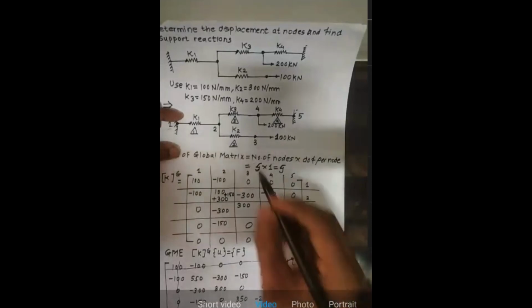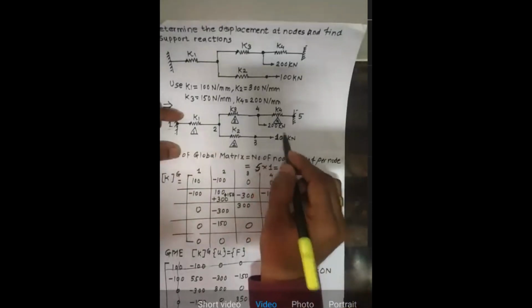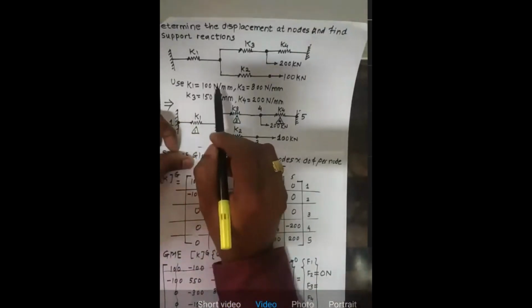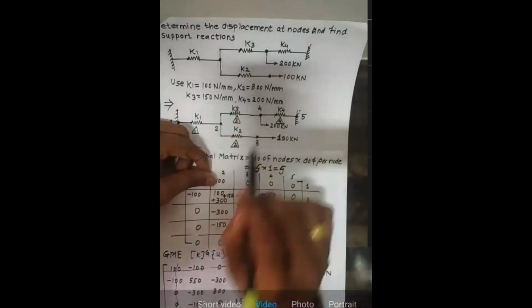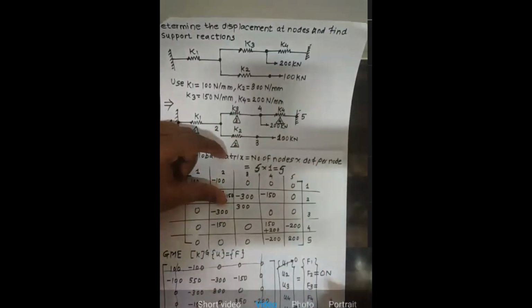Next. What is the force applied at node 3? It is 100 kilonewton, right? But we can't put it in kilonewton because we have the stiffness in Newton per mm. Getting or not? So this has to be converted into Newton. So I'll put it as 100 into 10 raised to power 3 Newton. Is it okay?